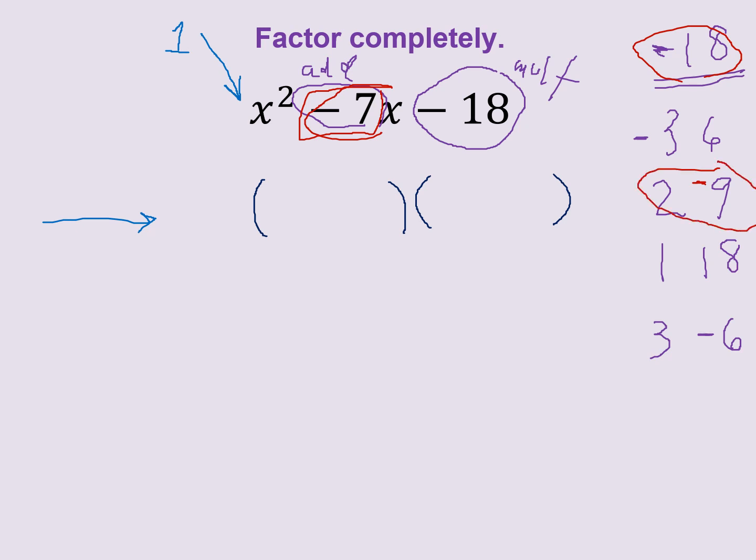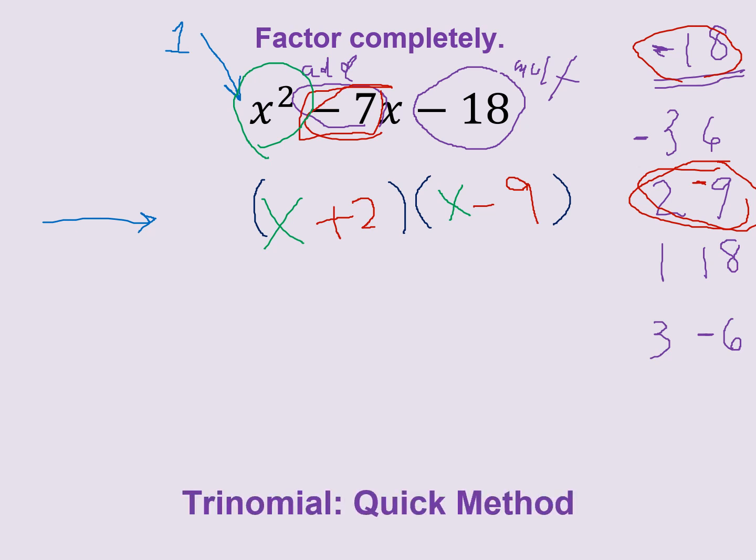So I first say to myself, I need to put an x and an x at the beginning of my two binomials, because I know x times x makes x squared. And then I am going to use these two numbers that I just figured out over here, 2 and negative 9, as my constants in the binomial. Plus 2, minus 9. There's my answer. It is factored. That's the quick method, because all you do is say what multiplies to C and adds to B, and then put the numbers right in the binomials. That is called trinomial quick method.